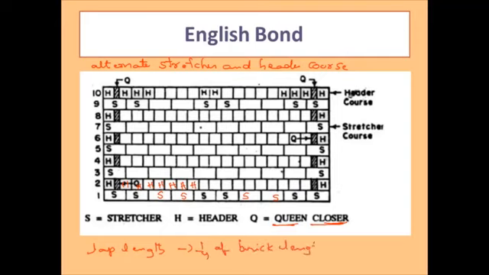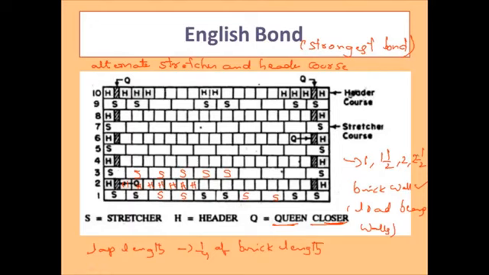Now among all the types of bonds we have, English bond is the strongest bond. Since it is the strongest bond, you can construct walls of all thicknesses, like one brick wall, 1.5 brick wall, two brick wall, 2.5 brick wall, everything can be constructed using this bond. So it is obviously useful for the construction of load bearing walls. English bond is known to be most suitable for the construction of load bearing walls.